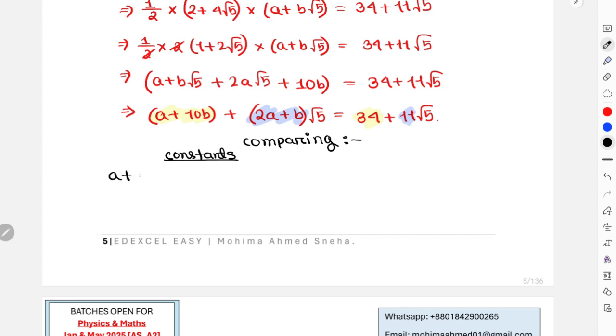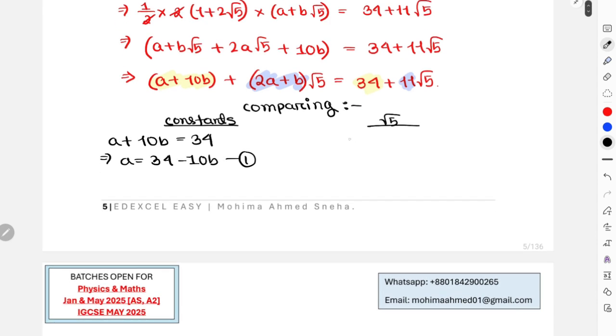If you start comparing the constant, which is basically a plus 10b and equivalent to 34, this turns out to be a equals 34 minus 10b, right? This is equation 1. And then if you compare the coefficients for root 5, this is 2a plus b equals 11. So this is equation 2.